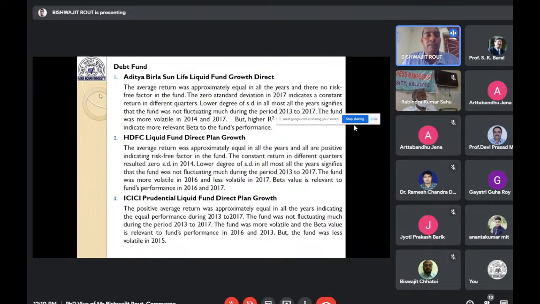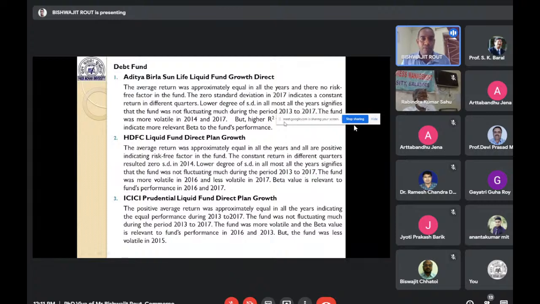In debt fund category, first company is Aditya Birla Sun Life Liquid Fund Growth Direct. The average return was approximately equal in all years. There is no risk-free factor in the fund. The zero standard deviation in 2017 indicates the constant return in different quarters. So lower degree of standard deviation in almost all the years signifies that the fund was not fluctuating more during the period 2013 to 17.